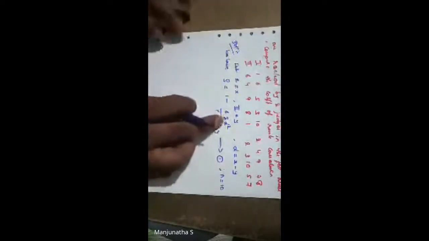So n is the number of entries. So there are 10 participants. So n is equal to 10. So what we need? We need summation of d square. Okay, for that we need to construct a table. So first we'll write x, then we'll write y, and then we'll write d, that is x minus y, and then d square.